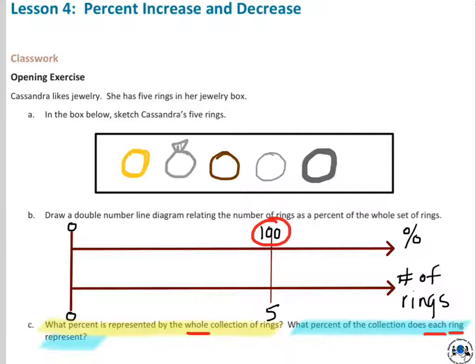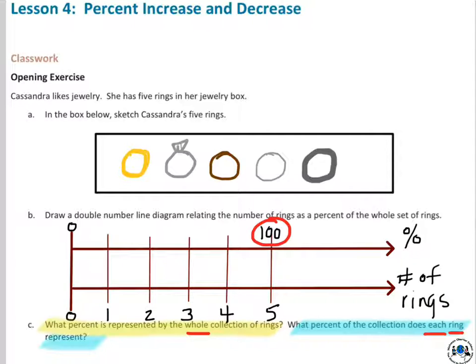Some of you may know this right away. I'm so happy for you. Skip along if you need to. Those of you who want to stick around, please do. We're just trying to represent this visually, especially for those of you who may still have a little difficulty wrapping your head around percentages. So I'm going to split this double number line diagram up into 5 sections, both top and bottom, which makes sense because I have 5 rings.